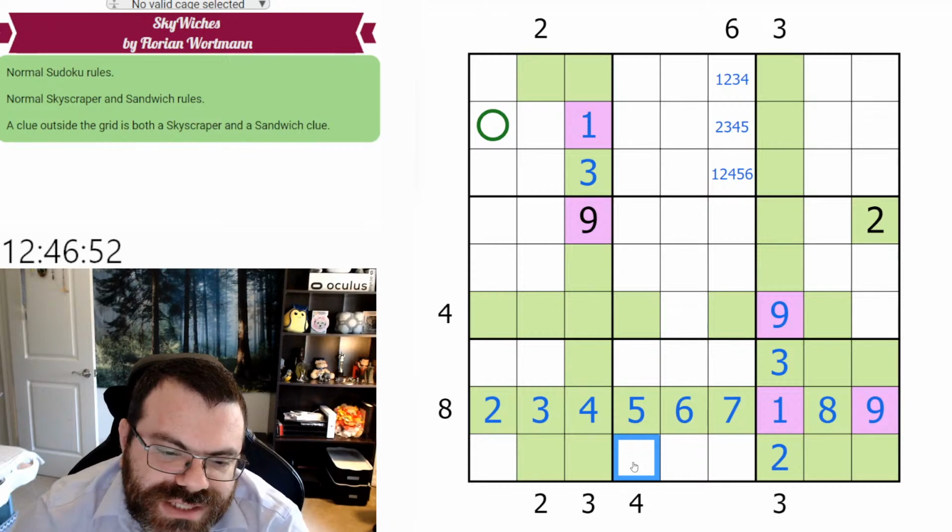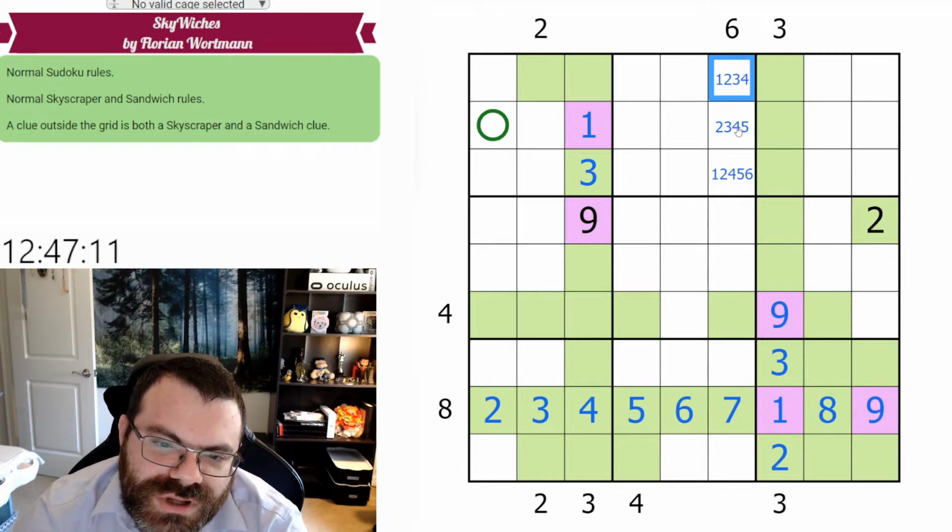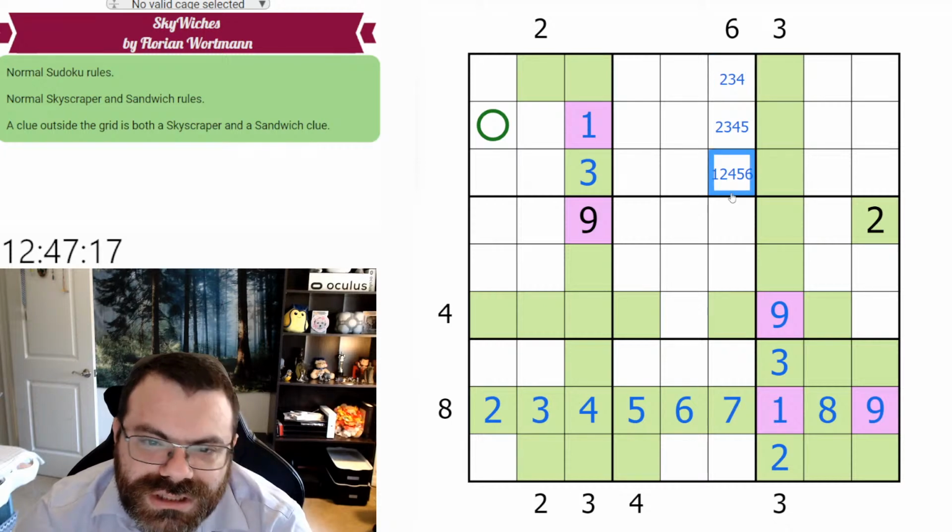Okay, so this can't be a sandwich because it would be sandwiching a 5, and that's already too big. If this was a 1, then this would have to be the 9, and we'd only see 4 at most, so that can't be a 1.